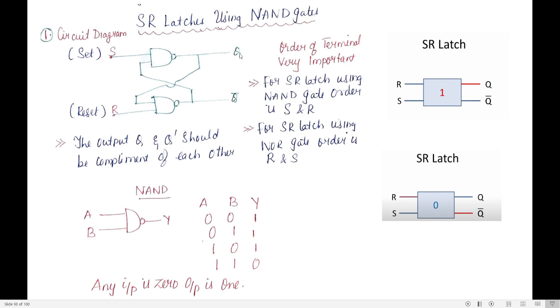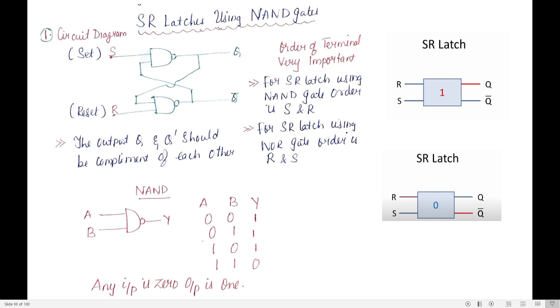So outputs are Q and Q bar. This is the construction of SR latch using NAND gates. There are two inputs S and R, and two outputs Q and Q bar. These two inputs are connected to two NAND gates in crisscross fashion. S is given as one input to the NAND gate. Output of the first NAND gate is fed back as the input of the second NAND gate. Output of the second NAND gate is fed as the input of the first NAND gate, so that we get outputs Q and Q bar.